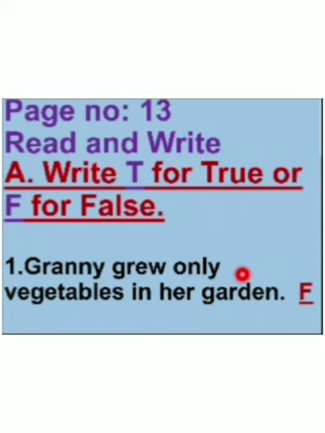Yes, she had many plants. What were those? You are right, vegetables and fruits as well, isn't it? So this statement is false, isn't it? So you pick up your pencil and write F. Beside this sentence there is a blank. Write F in that blank, all of you. Done? Very good.